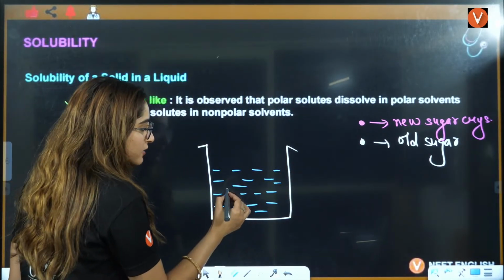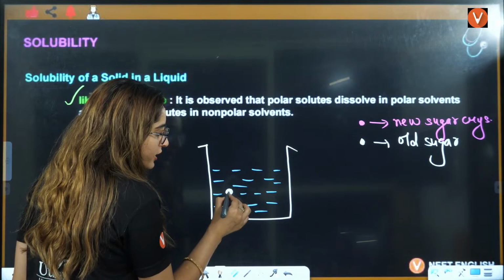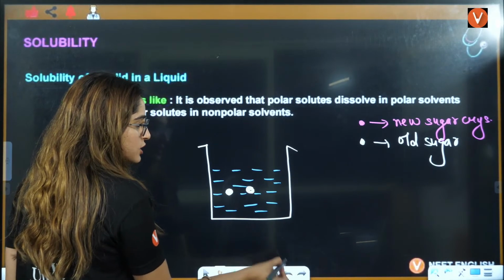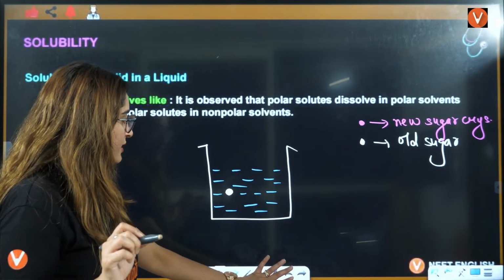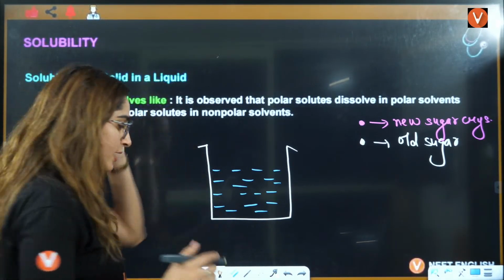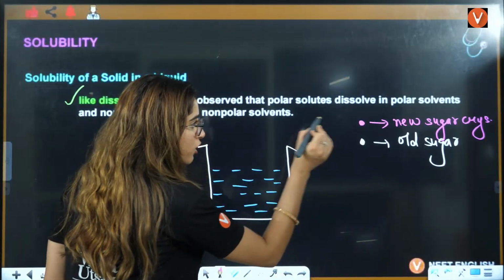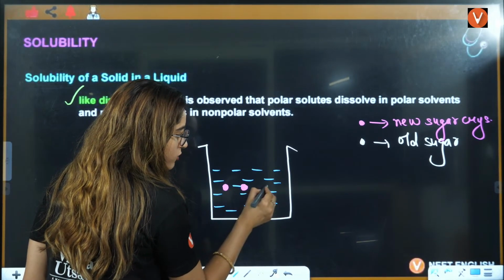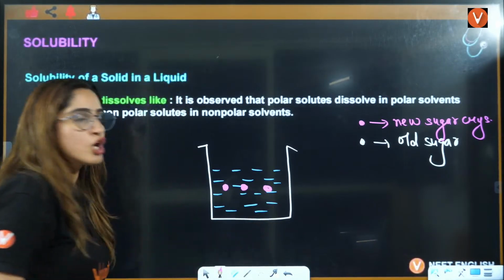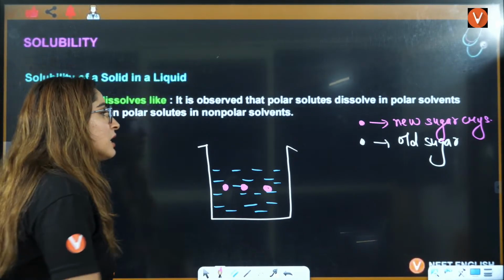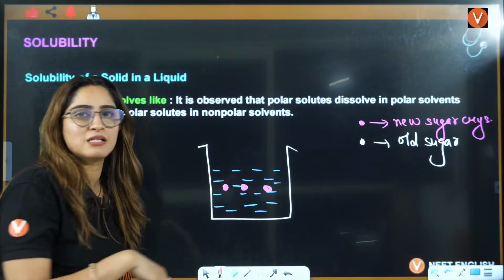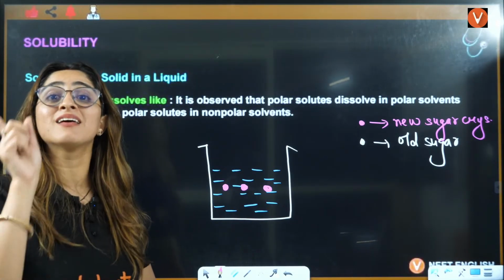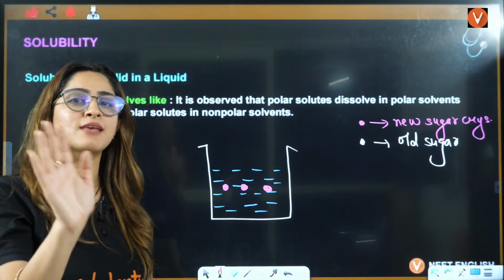Now when you added the third tablespoon, it is not all getting dissolved. Half of it is getting dissolved, right? Let's say this much is getting dissolved. So in reality, let's say the third spoon, the undissolved particles, I am marking by this, okay? These are the undissolved particles. So you are thinking that the new sugar crystals that it cannot dissolve are simply undissolved.